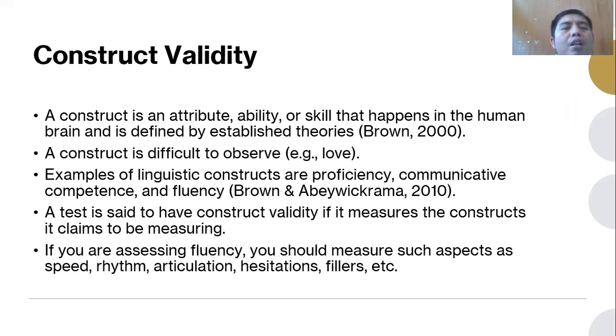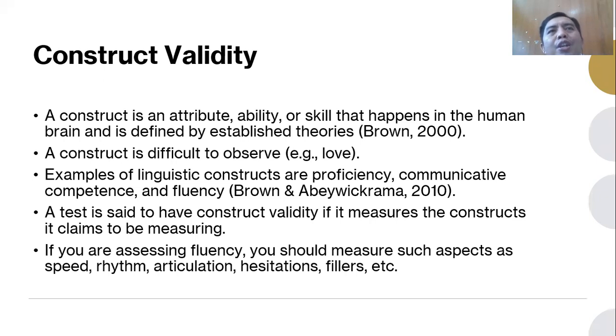But before defining what construct validity is, I would like to define what a construct is. A construct is a psychological attribute, ability, or skill that happens in the human brain, and it is defined by established theories. So a construct is very hard to observe. An example of a psychological construct is love. Love is very hard to observe, and hence it is hard to measure. You know that love exists, but you cannot observe it.